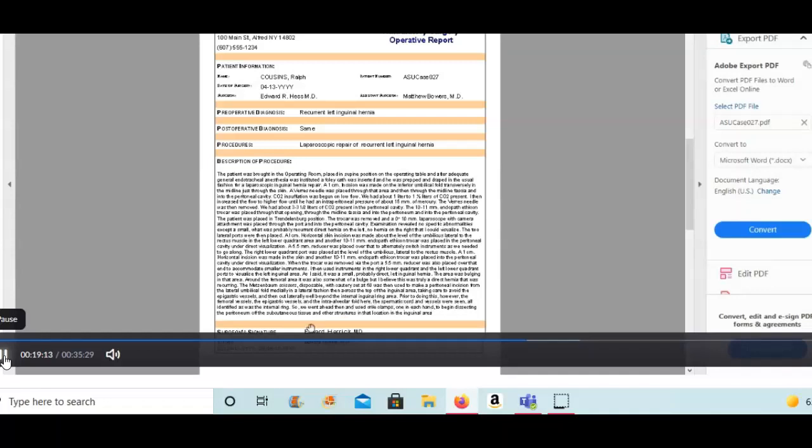Prior to doing this, however, the femoral vessels, the epigastric vessels, the inguinal fold, the spermatic cord and vessels were seen, all identified, as was the internal ring. So we went ahead then and used Kelly clamps, one in each hand, to begin dissecting the peritoneum off the subcutaneous tissue and other structures in that inguinal area.